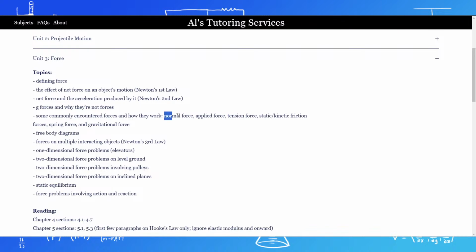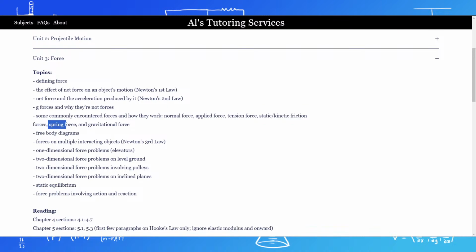But at the very least, we've covered the basic ideas behind normal force and tension force. Applied force is just kind of whatever the problem tells you, you don't have to do a lot of thinking for it. So next time we will have to talk about friction in a little bit more depth.